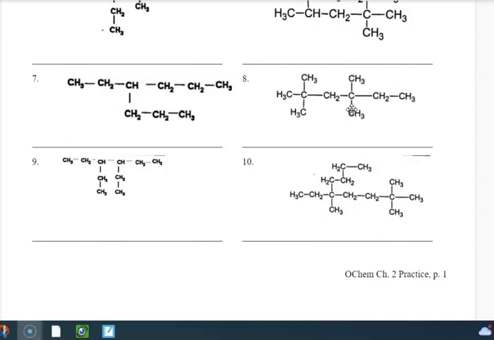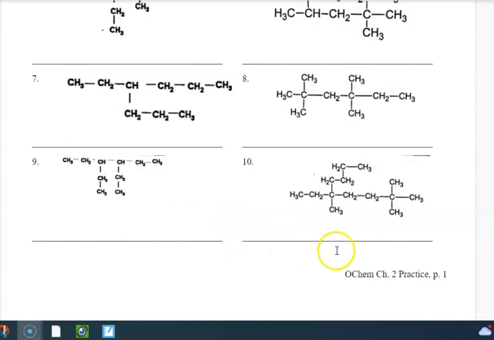So again, if you have a prefix in front of it, that's how many numbers you need in front of it. What about this next one? Looks kind of weird, but this can be your longest chain right here. All right, and so if you number it 1, 2, 3, 4, 5, 6, I think no matter how you do it, you have it on 3 and 4. But this is an ethyl group, and this is an ethyl group. So I have 2, 3 diethyl hexane.